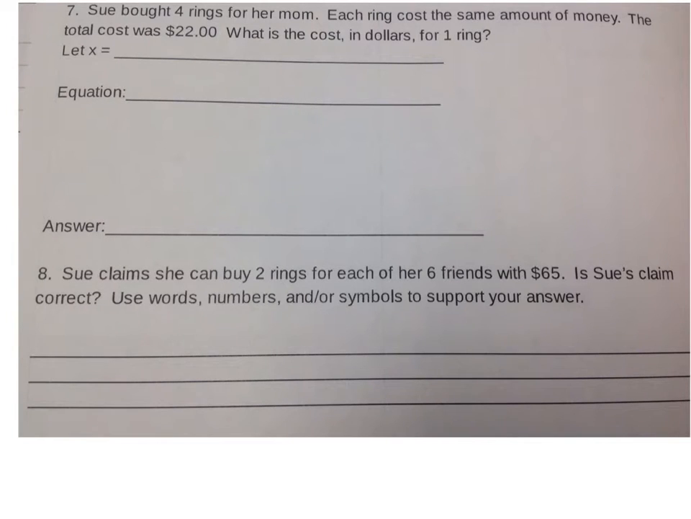On this, Sue bought 4 rings for her mom. Each ring cost the same amount of money. The total cost was $22. What's the cost in dollars for one ring? Well, we're trying to figure out the cost of one ring, so x will be the cost of one ring. We know it was a total cost of $22, and she bought 4 rings that we don't know the cost of, so 4x. That's it. That's your equation.